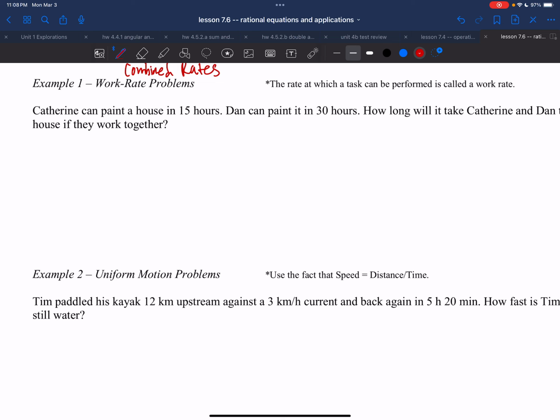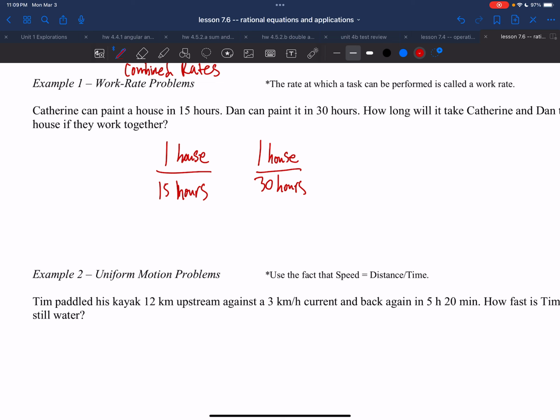So Catherine can paint a house in 15 hours. That means Catherine's rate is painting one house per 15 hours. That's Catherine's rate of painting. Dan can do the same thing. He can paint one house in 30 hours. Notice that it didn't say Catherine can paint 3 houses in 15 hours. It just said a house. It doesn't say one house, but you have to know that a house means one house, which seems obvious, but it's still something to think about. Okay, so those are their 2 rates.